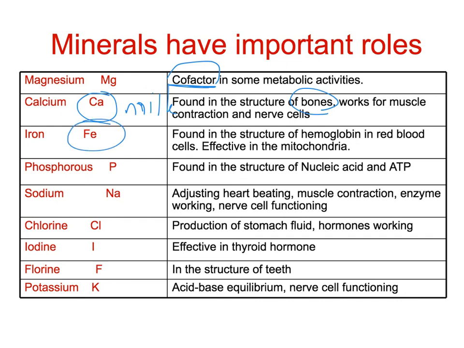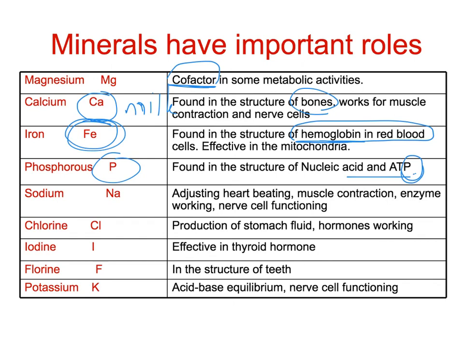For example, iron is a kind of red substance, dark brown or red, and there is a hemoglobin molecule in your red blood cells, and these hemoglobin molecules have an iron atom in the center. Therefore, your blood color is red actually because of iron. Phosphorus is found in the structure of nucleic acids and ATP, adenosine triphosphate, this phosphate, or in DNA and RNA structure there is a phosphate.